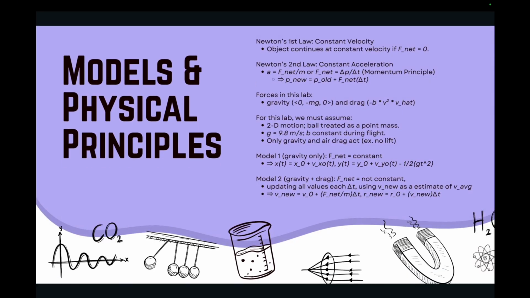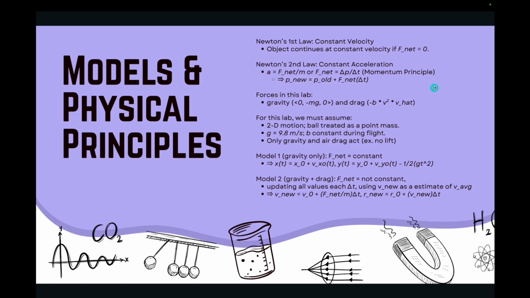Here are the models and physical principles I used for my lab experiment. The first one is Newton's first law, which is constant velocity, used for the x direction of the projectile I threw. Newton's second law is constant acceleration, used for the y direction. We can use it as a equals F over m, but in the code we use the momentum principle, which is delta p over delta t, which we can further break up into p new equals p old plus F net delta t. Simple math. So the forces in this lab are gravity and drag.